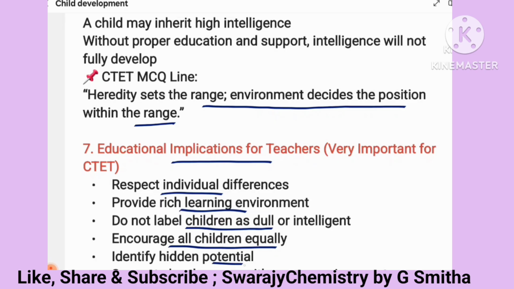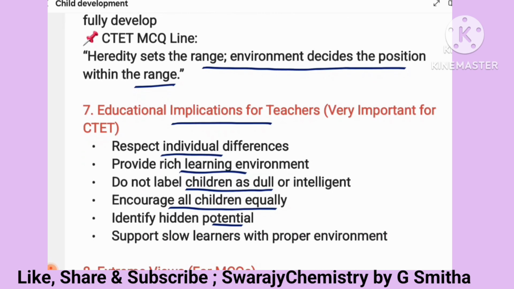Identify hidden potential. Some children may not show talent immediately. A teacher's duty is to observe, guide, and discover hidden abilities. Support slow learners with a proper environment. Slow learners need patience, extra time, and a proper learning environment. With the right environment, every child can improve.